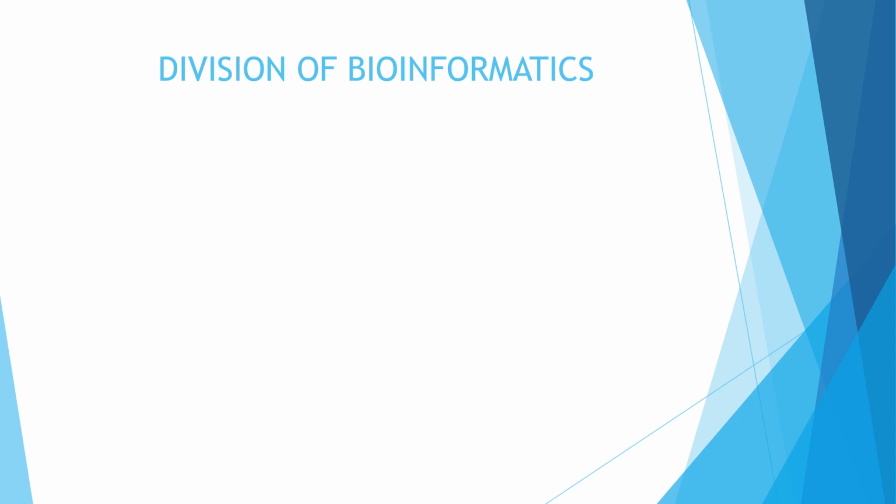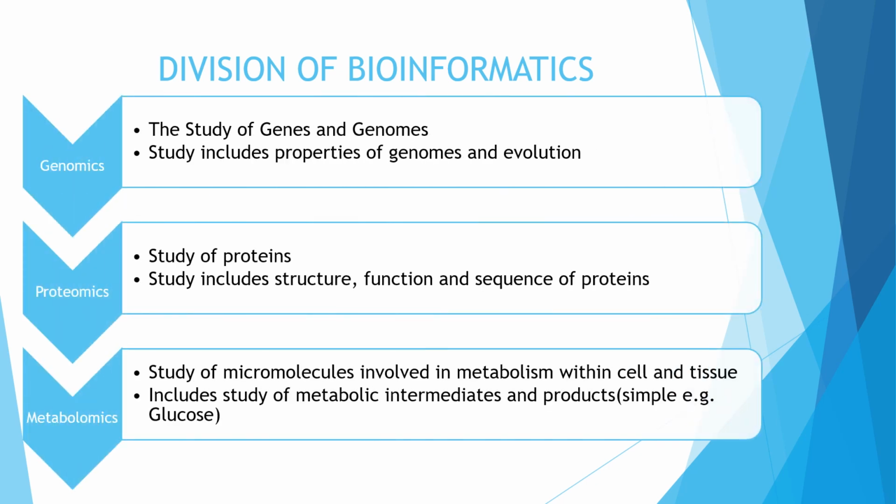Division of bioinformatics. Bioinformatics is divided into three fields: genomics, proteomics, and metabolomics. Genomics involves the study of genes and genomes. It involves the study of the properties of genomes and how these genes have evolved over a certain amount of time. Proteomics, on the other hand, involves the study of proteins and amino acids. This is very interesting. It's my favorite. The study includes the structure, function, and sequence of proteins and amino acids.